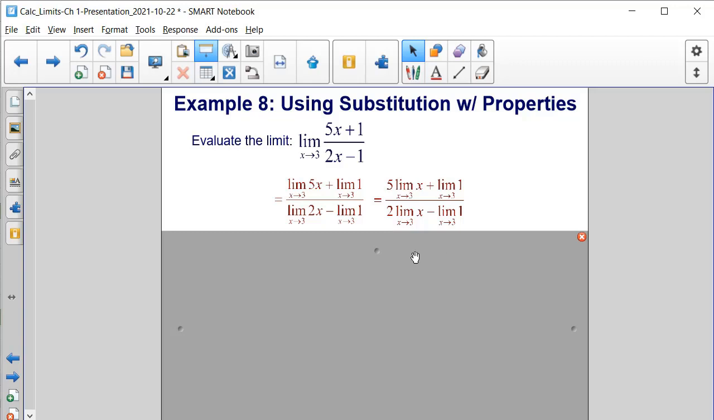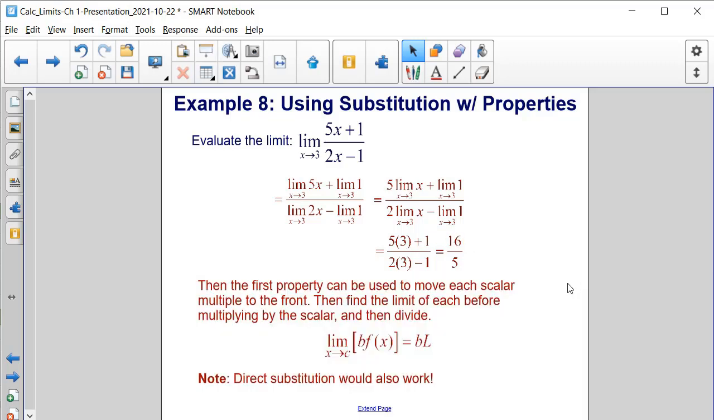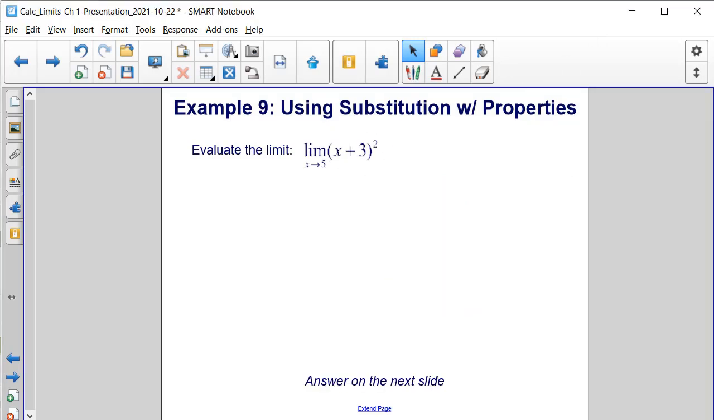Then find the limit of each before multiplying by the scalar, and then you can divide. So again, we use the first property, and then we finished evaluating it. Note, direct substitution would also work with calculating the limit of this expression.